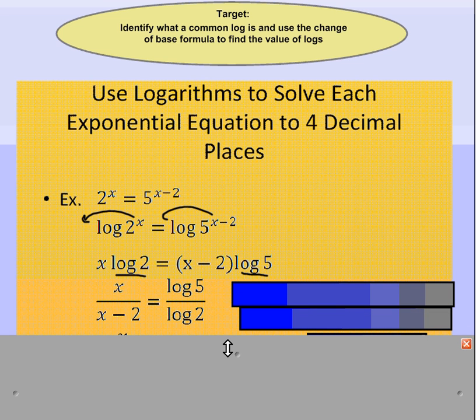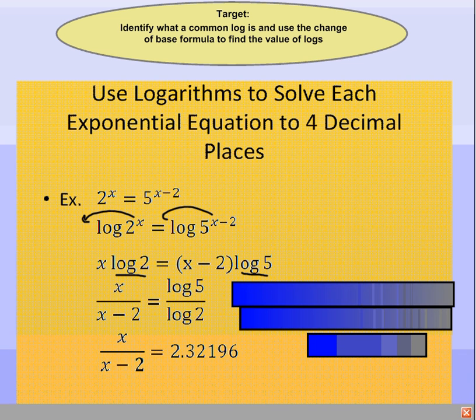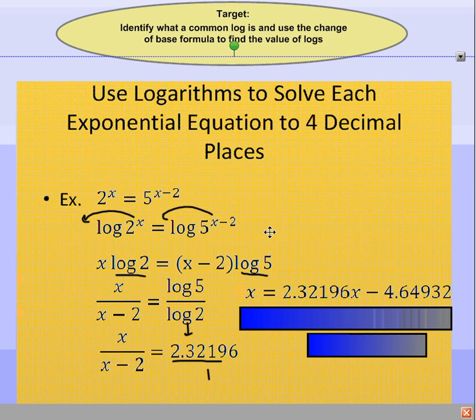Or you can do this, where you take the x minus 2 and divide it to the left, and you take the common log of 2 and divide it to the right. Kind of creating a proportion, but not quite. What we're going to do is get the value of common log of 5 over common log of 2. Now basically make a proportion out of that. So when I cross multiply now, I distribute the 2.32196 to the x minus 2. Okay, and x equals that value now.